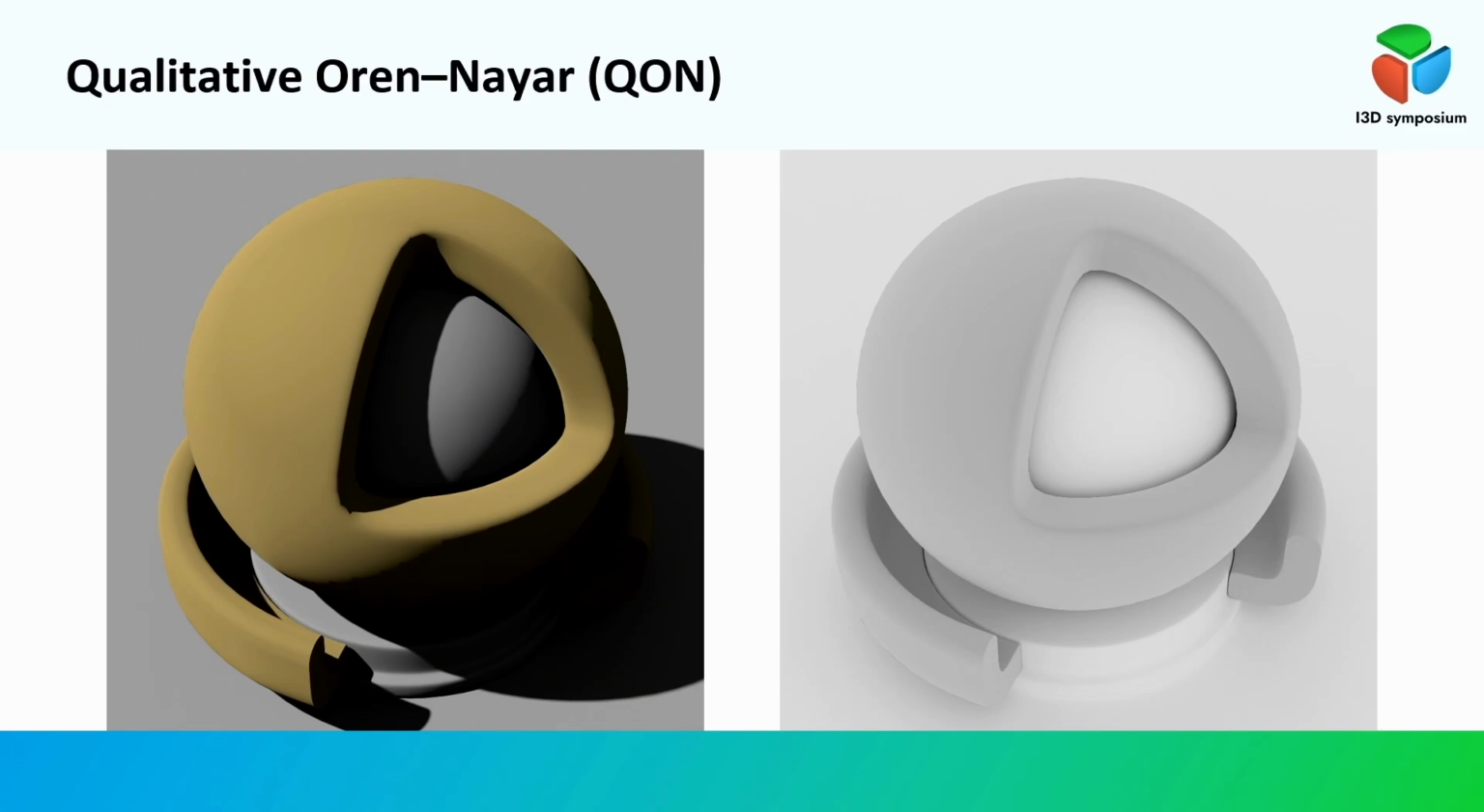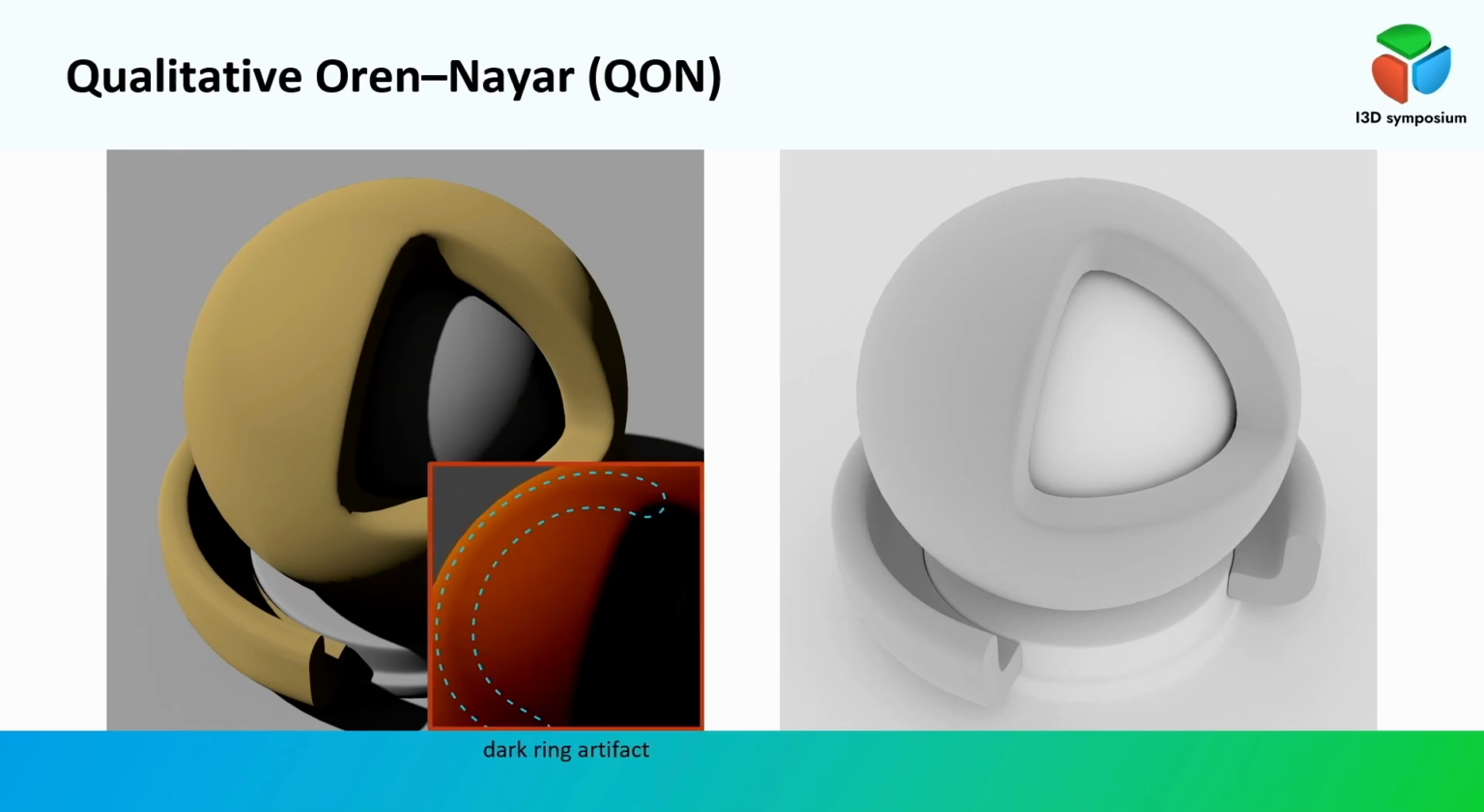On the left, you can see direct illumination. On the right, you can see a white furnace render. That should just be one uniform gray color if it's preserving energy, but it's not. It's a little darker. It's losing a significant amount of energy. And in addition, there's this dark ring artifact that you can see in certain cases.